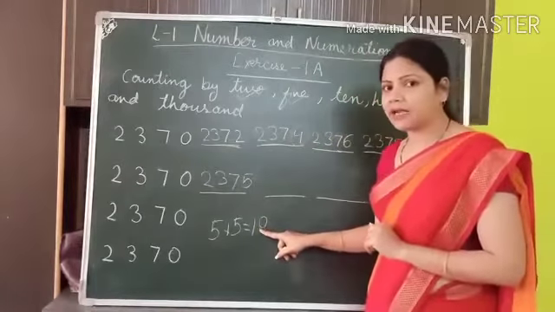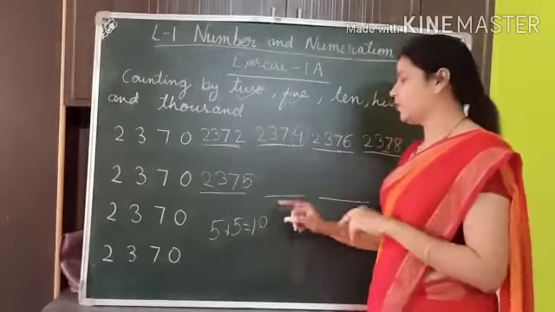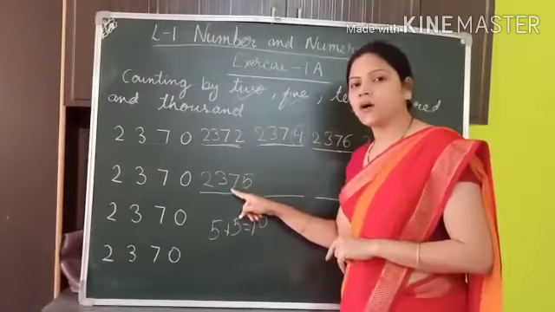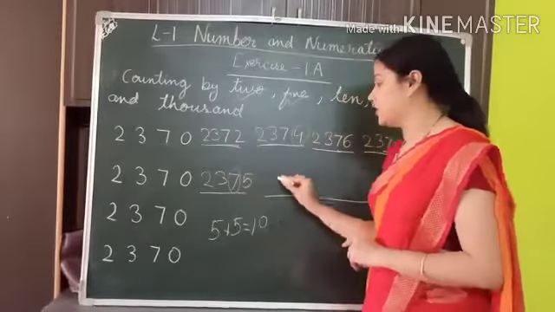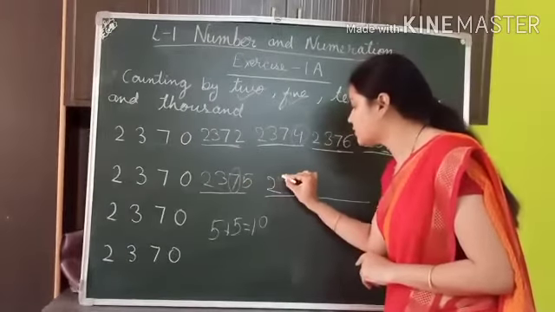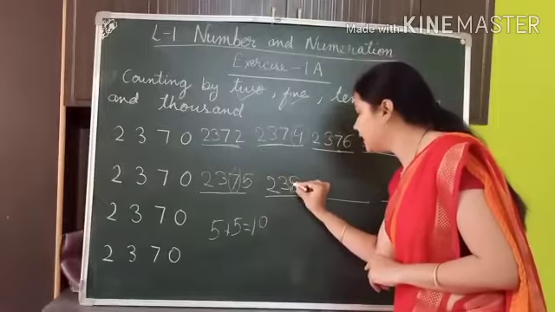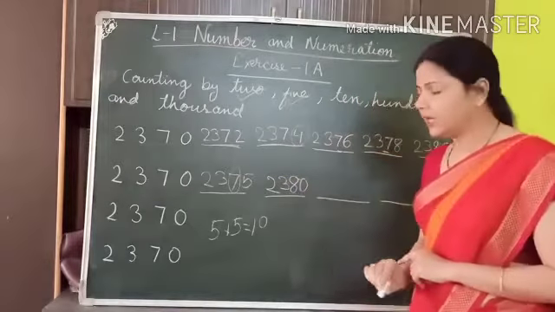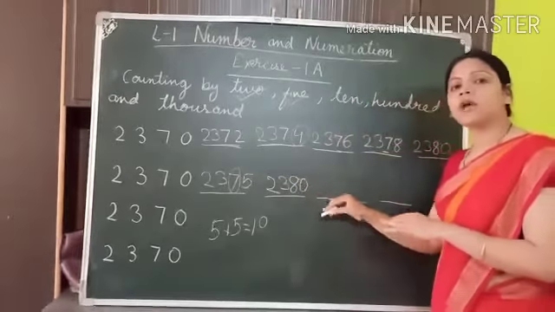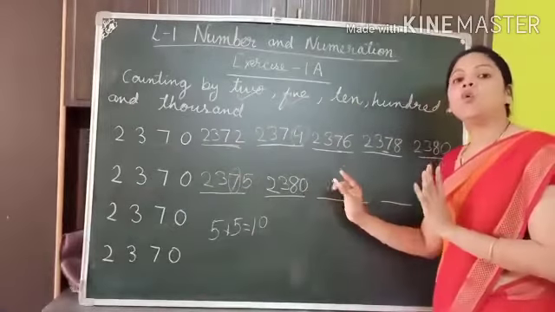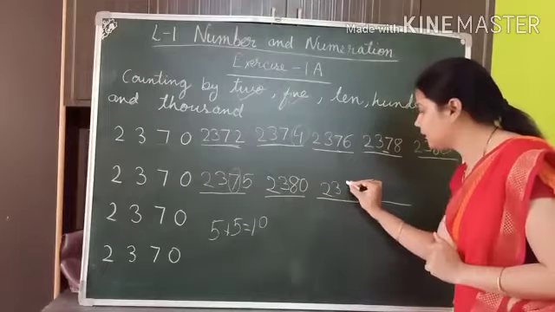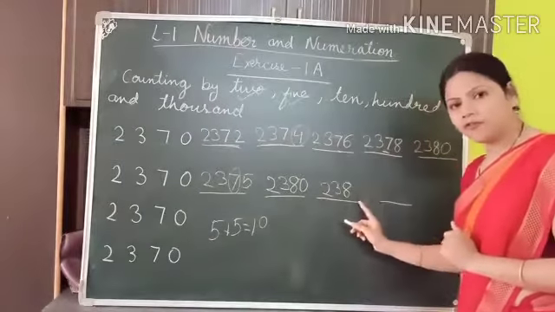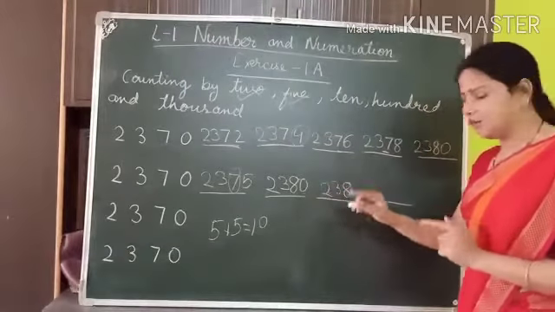And if 10 number is there, then very good. We have to add 1 to the number which is placed at 10th position. So here we will write 2380. Okay. Again, we have to add 5 number to the 1's place. So 2385. 0 plus 5, 5.